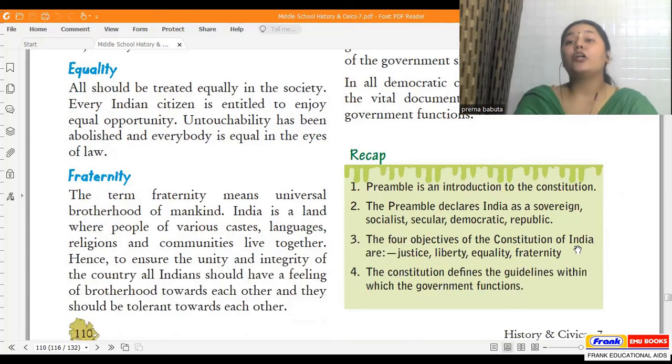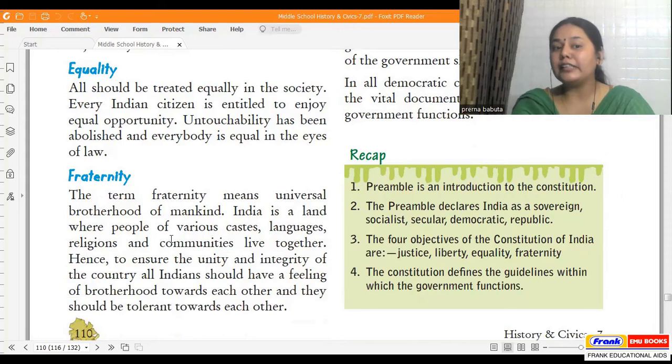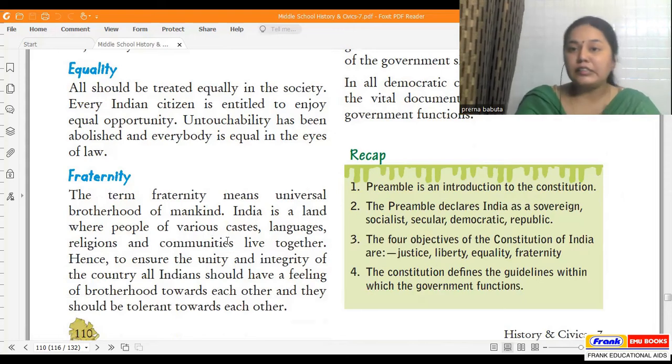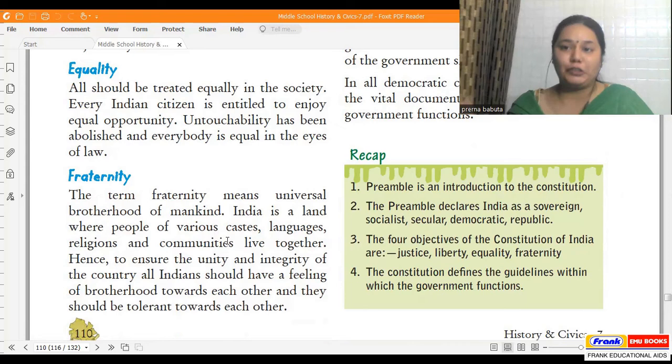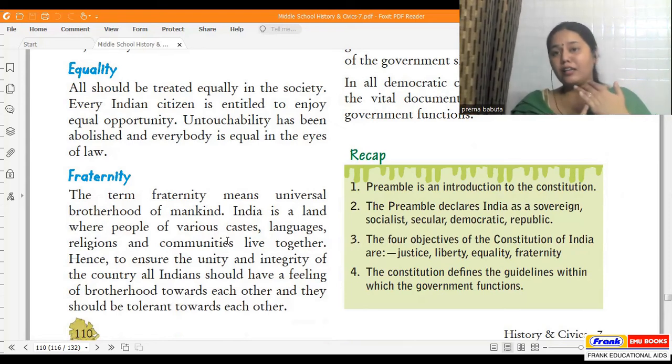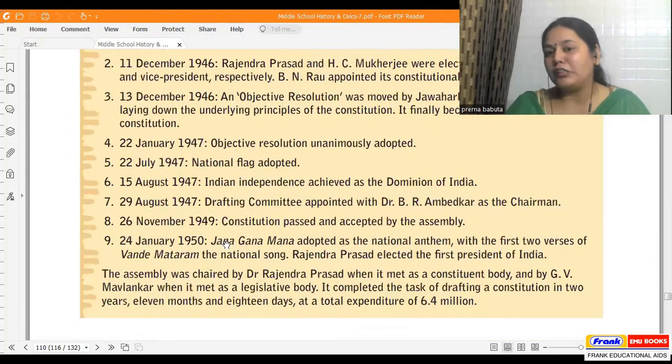And fraternity, talking about promoting universal brotherhood of mankind. India is a land where you have various diversity. They say that after every few kilometers, the language also changes. Correct. So there is linguistic diversity, cultural diversity, social diversity, ethnic diversity. So considering all of this, it is important to have feelings of universal brotherhood.